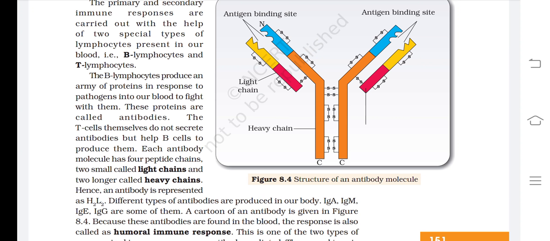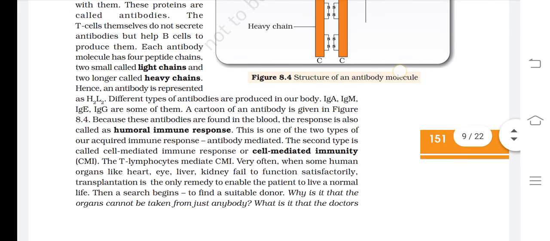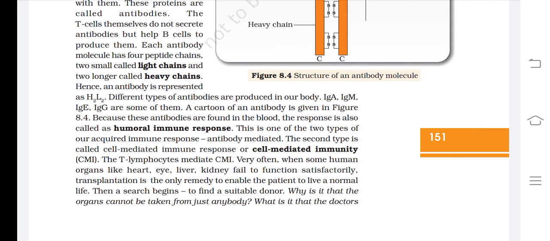Because these antibodies are found in the blood, the response is also called humoral immune response. This is one of the two types of our acquired immune response, antibody mediated. The second type is called cell mediated immune response or cell mediated immunity. The T lymphocytes mediate CMI.